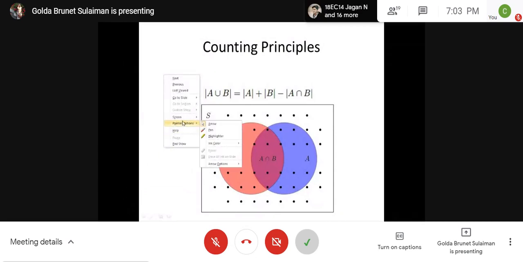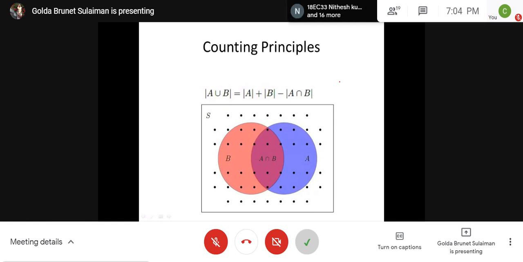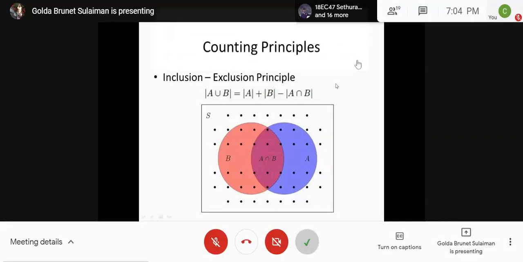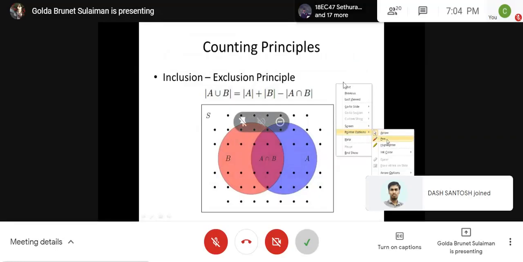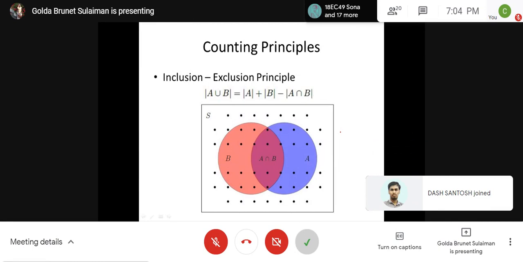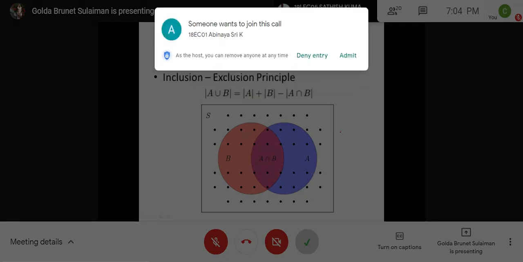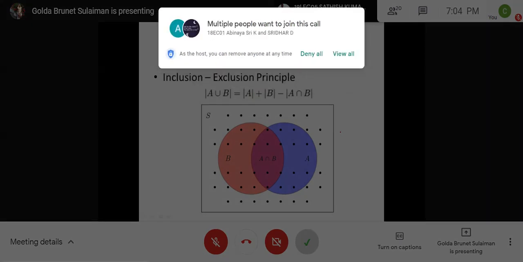So in the last class, we started with counting, right? We saw what counting is, and there are two fundamental principles that guide us on how to count. Only two rules. That is the beauty of probability, making things very simple.